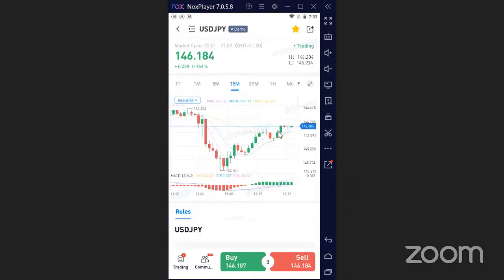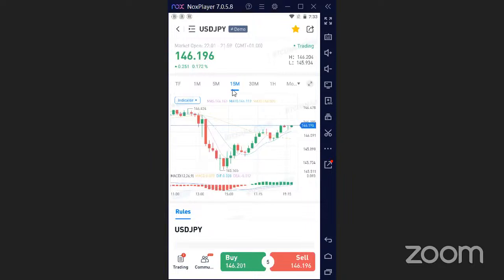Okay, so just take this as the requirement you need before you can open a position. You see, all of this now means that this market is going to go up further. So what do you want to do? You want to buy.